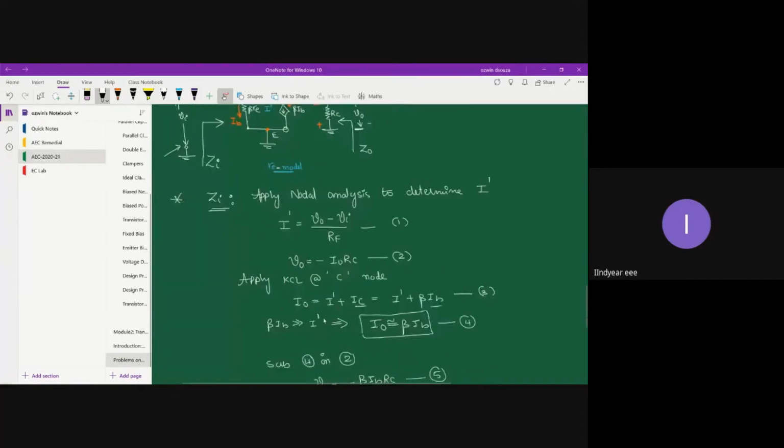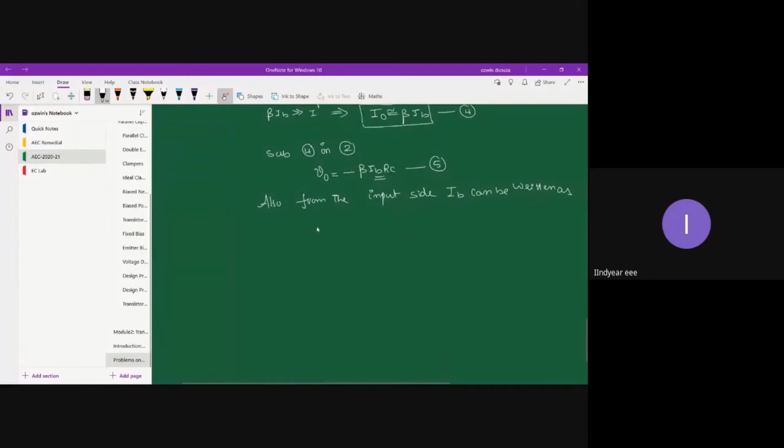So your base current IB can be written as voltage divided by resistance. So that is VI divided by beta RE. Okay, say this is equation 6. So now what you can do is, you can again substitute the expression for IB in the expression for V naught.